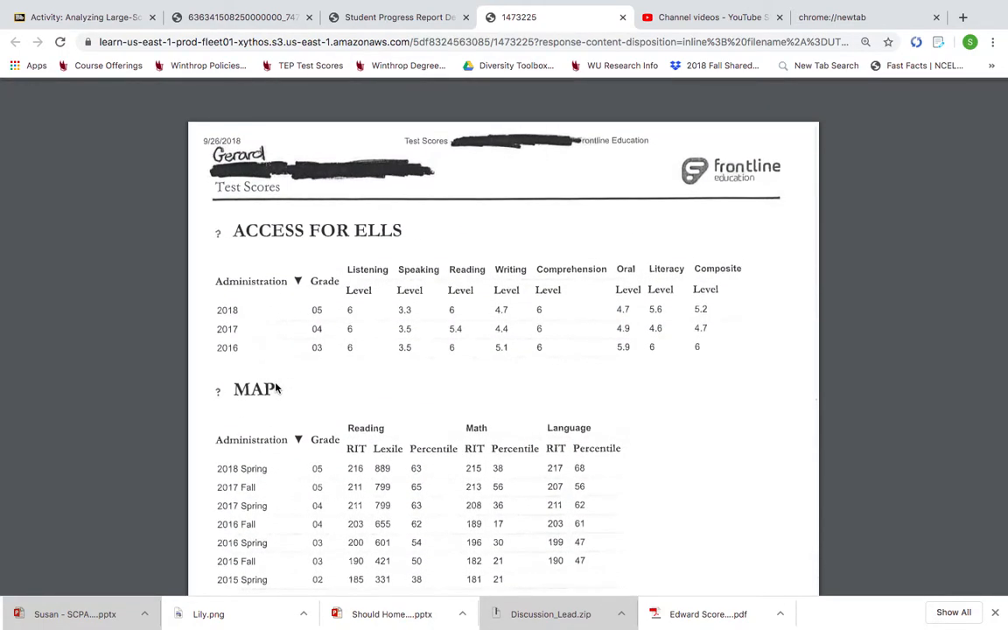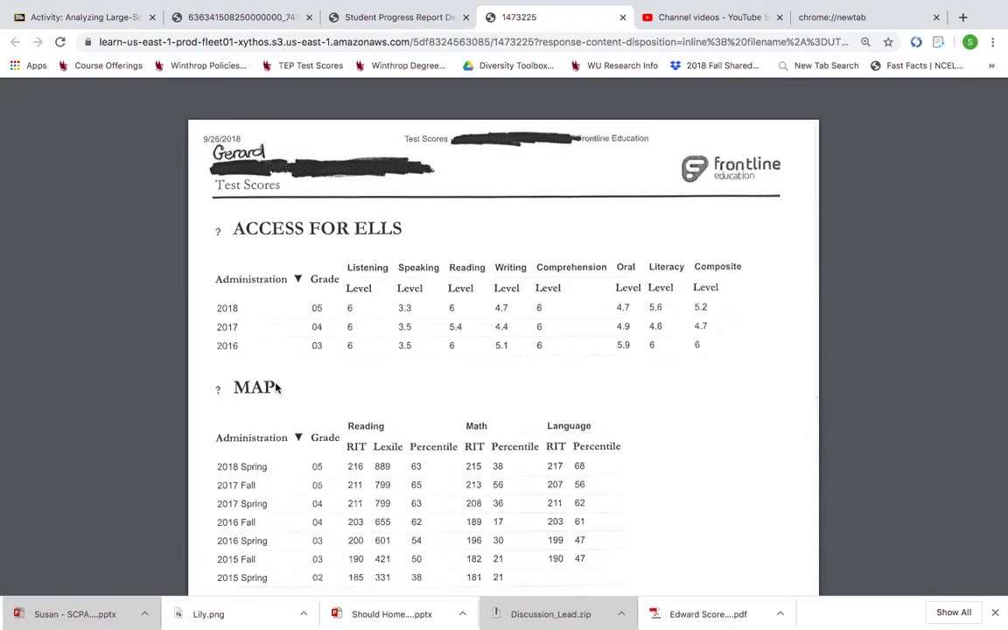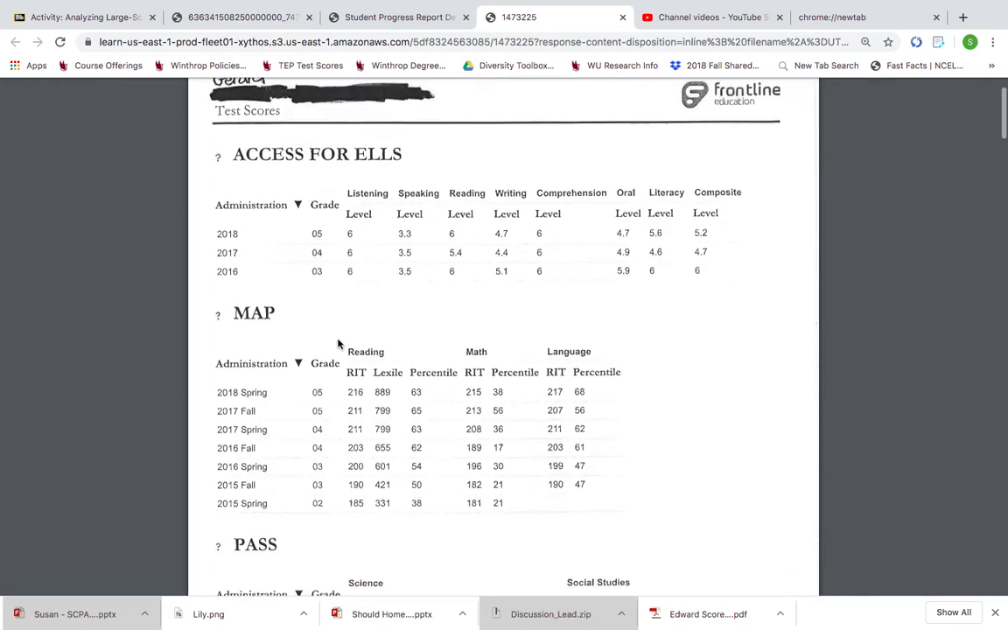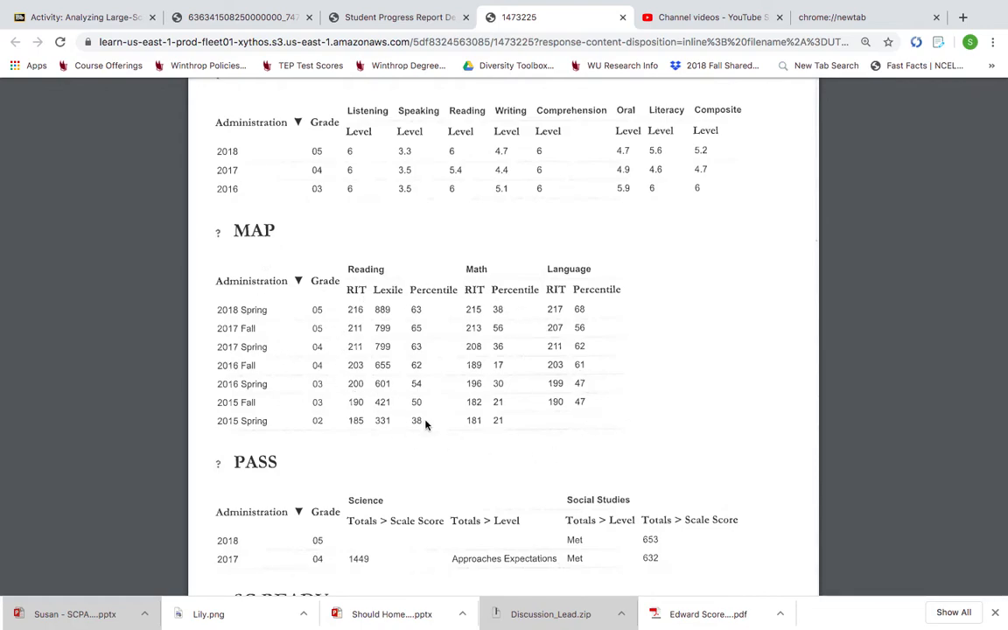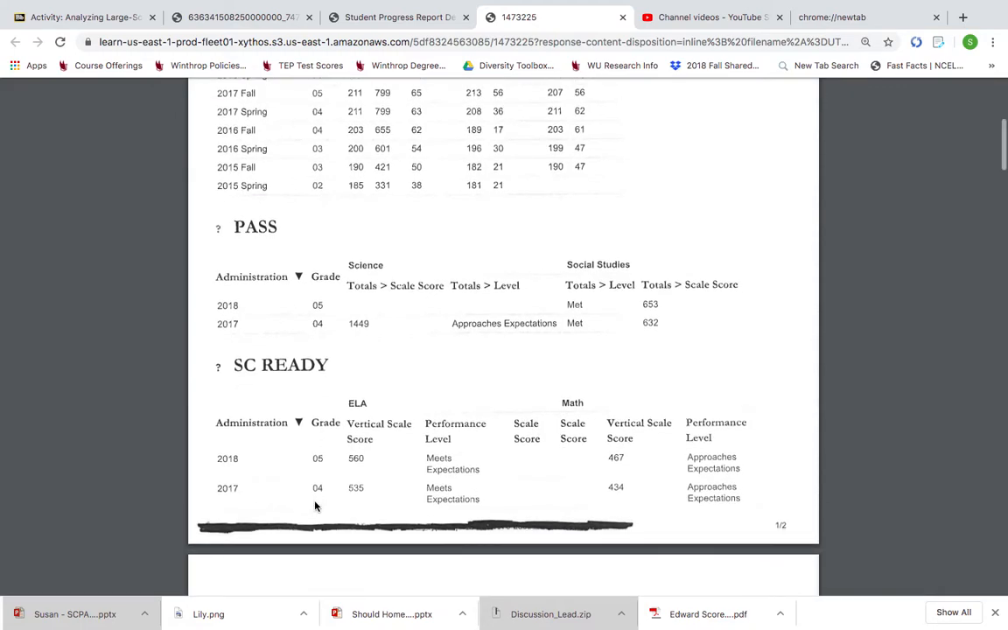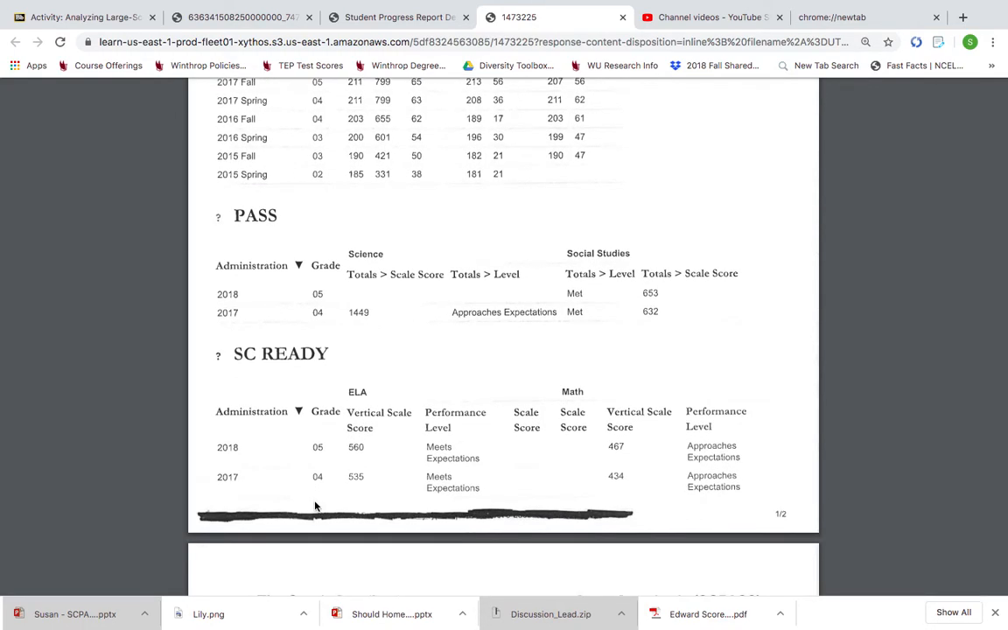And the reason is this is a real score report. So when you are in the field or you have your own classroom, when you go to look at student scores, it will be all in one place. So actually these are various different tests. Access is one test. We use this a lot for English language learners. MAP is a great test to look at growth. And then here we have South Carolina PASS and South Carolina Ready. So the reason they're all together is because one of my teacher friends actually downloaded this for me out of her system, and this is what it looks like.